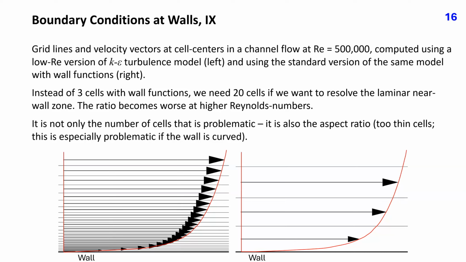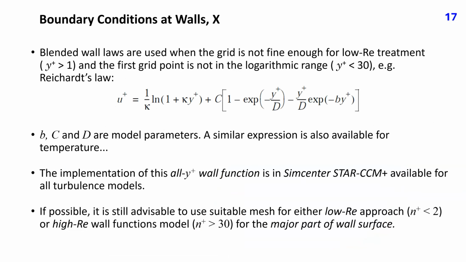It is not only the number of cells that is problematic, it is also the aspect ratio that can cause trouble in simulations. Especially when the wall is curved, too thin cells are problematic because they become warped and the geometric centroid may not lie inside the cell. In complex geometries, we often have stagnation points or lines on walls where the velocity tends to zero. There are also recirculation zones with near-wall velocities much lower than elsewhere. It is therefore difficult to achieve a uniform distribution of y+ along all walls.